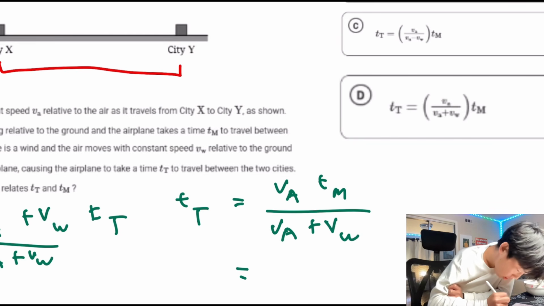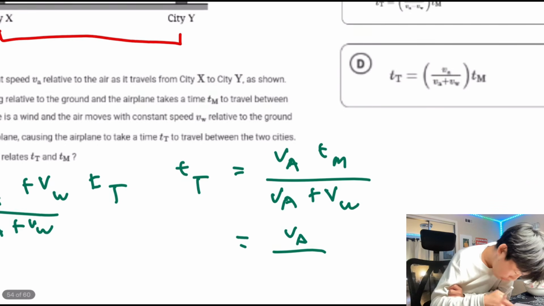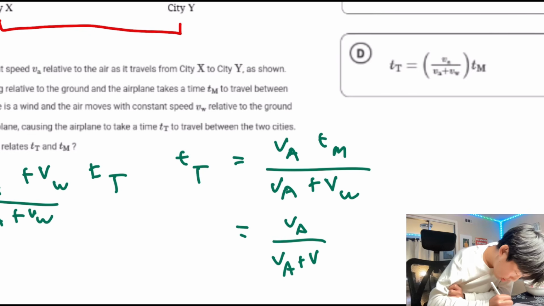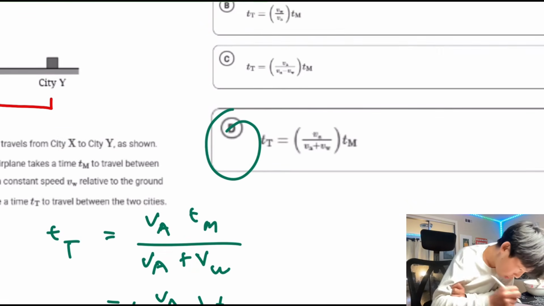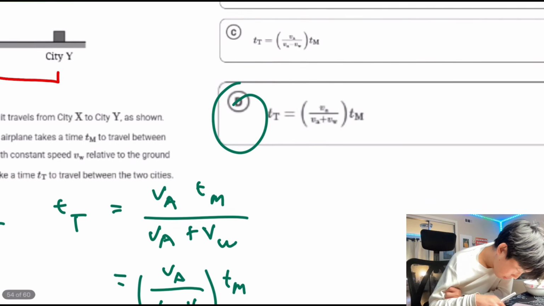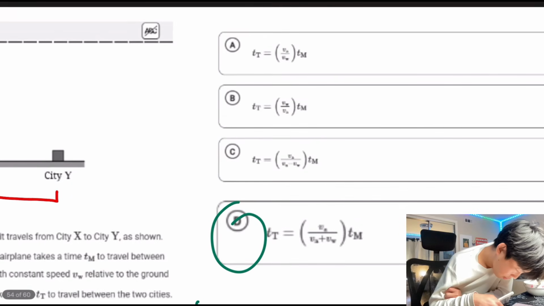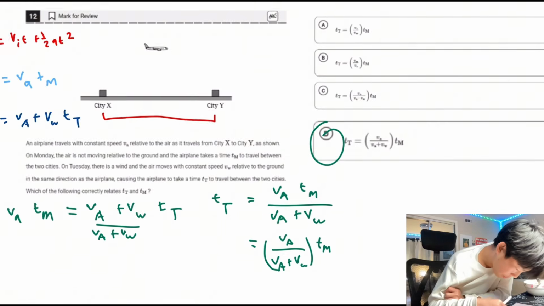So what answer choice fits with this? I think it is this one. Yep.